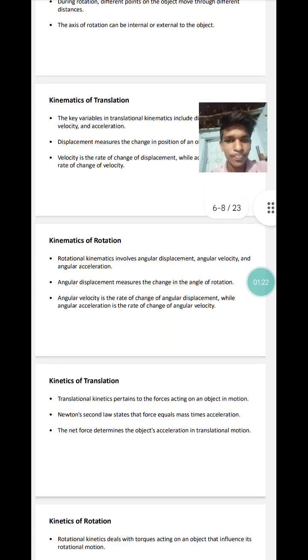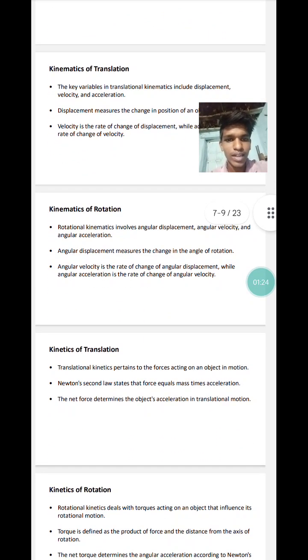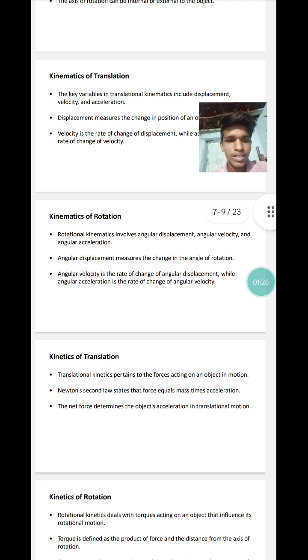Kinematics of rotation. Rotational kinematics involves angular displacement, angular velocity, and angular acceleration. Angular displacement measures the change in angle of rotation. Angular velocity is the rate of change of the angular displacement, while angular acceleration is the rate of change of angular velocity.